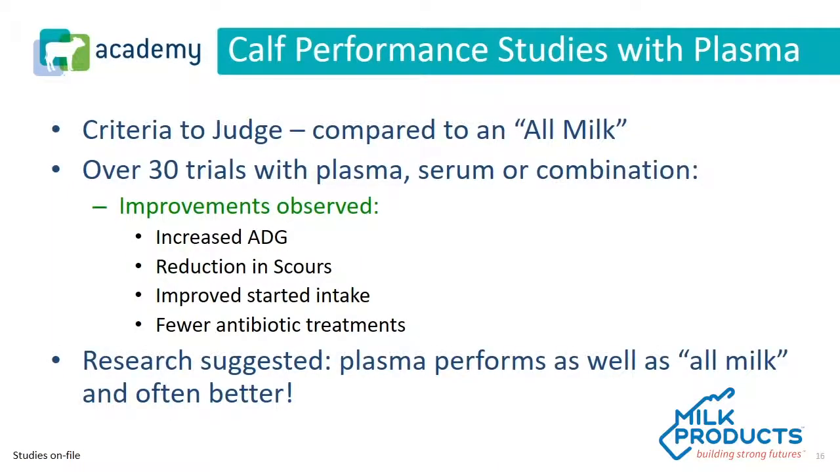Calf performance studies with plasma have compared calves receiving milk replacer with plasma versus all milk replacer. In over 30 trials with plasma, serum, or a combination thereof, calves receiving the plasma milk replacer showed increased average daily gain, reduction in scours, improved starter intake, and fewer antibiotic treatments. Across research studies, the general conclusion is that plasma in calf milk replacer performs as well as all milk, and often better when one looks at the health parameters.